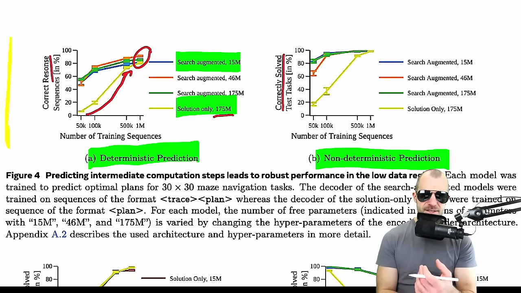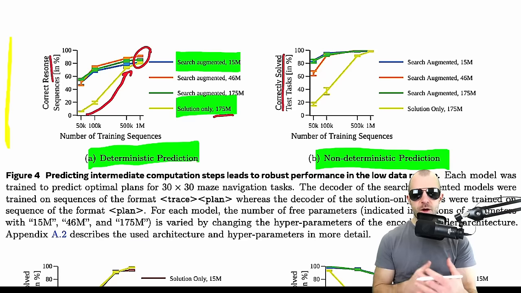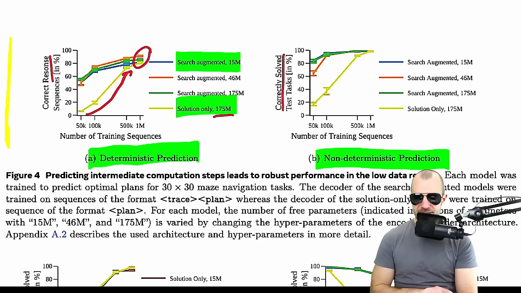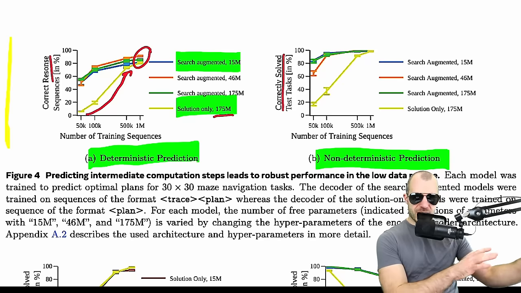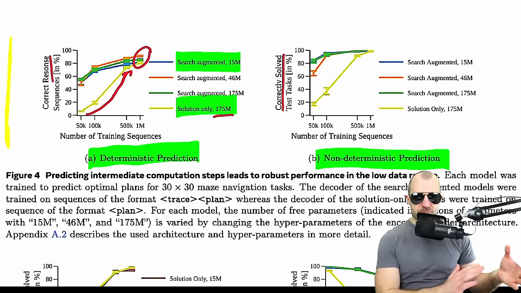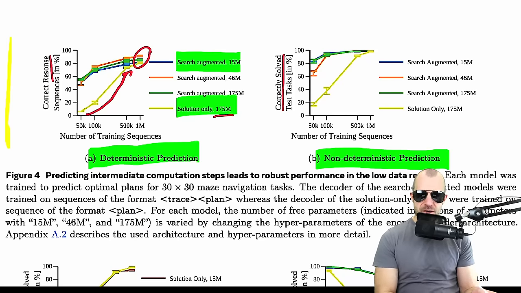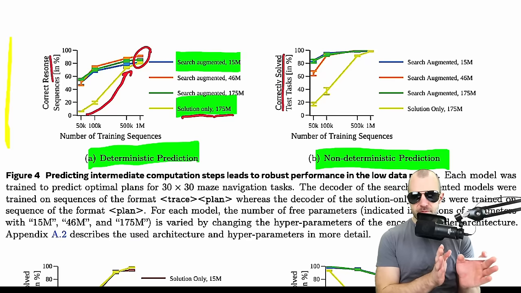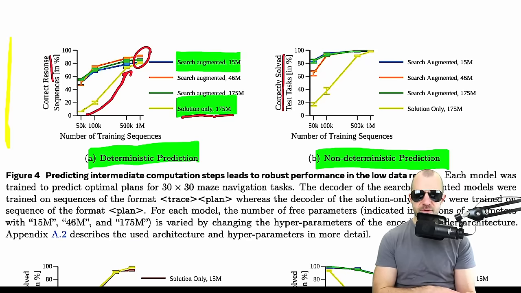But in both cases, you can see the search augmented ones. So when we teach the language model how to think about the planning problem, they need a lot less training examples, even though the sequences are longer, right? The plan being further down could make you think, well, there's more noise, so maybe it even gets worse. No, it gets better. And the solution-only models, so the ones that directly go from input to plan, they need a lot more training examples in order to reach the same performance.